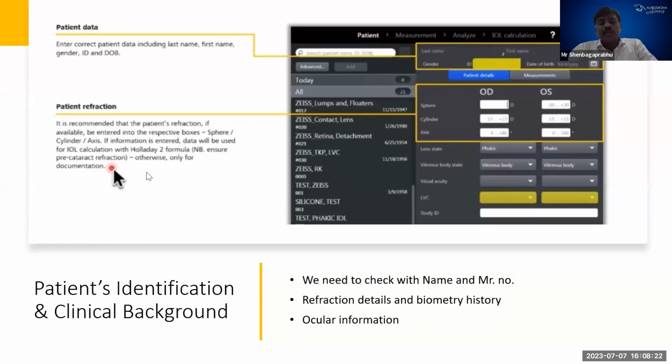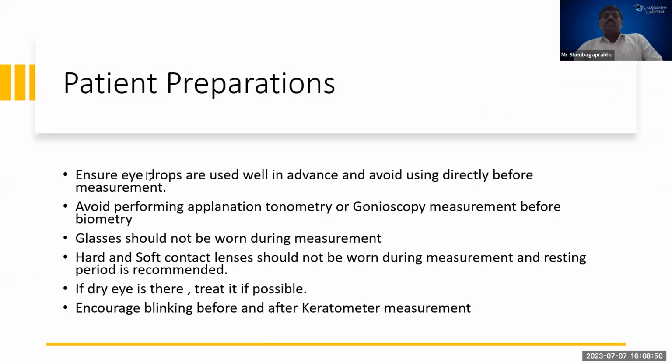Similarly, the biometry history is also very valid for patients like post LVC, a mature cataract, or where some complication has come up recently. So these details are very important. And for an optical biometer, it is very important to give conditions like lens state, vitreous state, and ICL implanted. All this information is very important, because this information decides our next course of action.